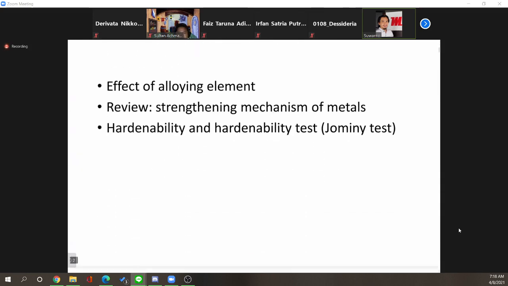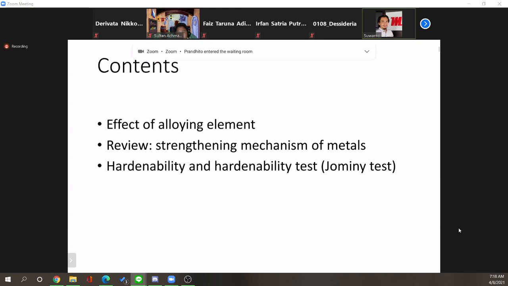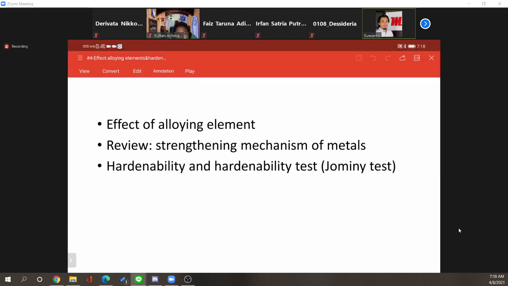So today we will talk about the effect of alloying element, and this one we should start with annotation. Okay, so the effect of alloying element.